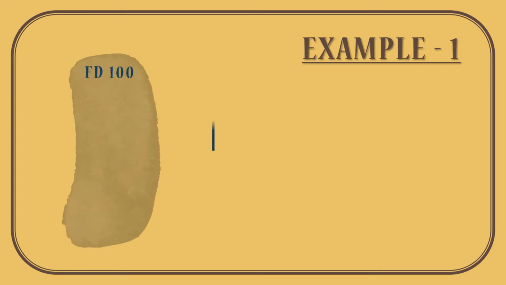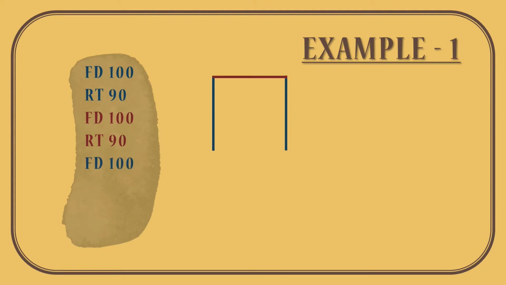Let's understand the use of repeat command with the help of an example. Here we are going to draw a square. We type FD100, it will draw a line. Then we give RT90, it will turn the turtle towards right side. Again FD100, it will draw another line, turn RT90. Now the turtle turns downwards. FD100, again one line. Then we turn the turtle by using RT90. FD100 draws a line, RT90, it turns the turtle again to the original position.